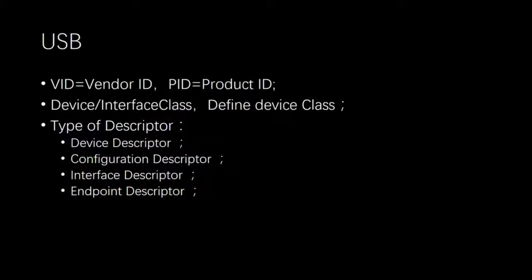And in the protocol, they have defined two IDs to identify the unique type of a USB device: the VID is the vendor ID and the PID is the product ID. The VID is assigned by the USB forum to the vendor, and the PID is defined by the vendor.